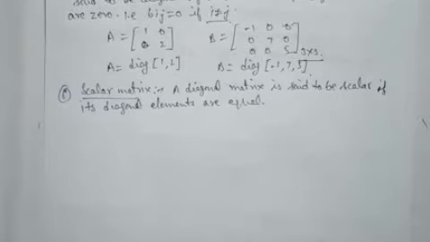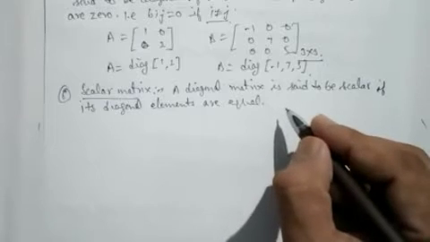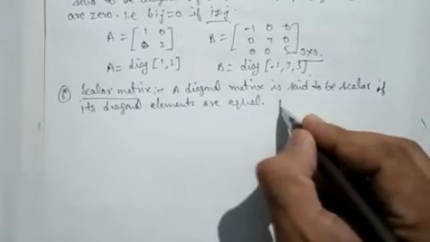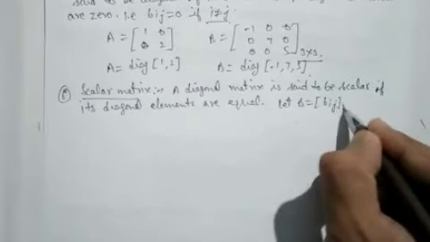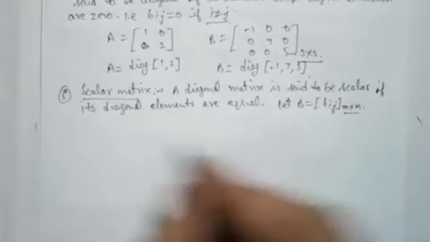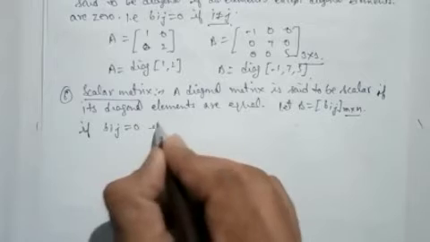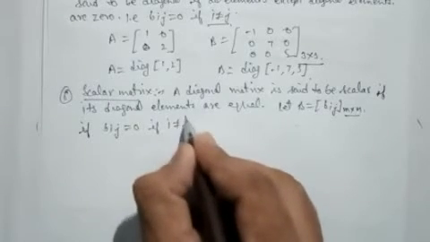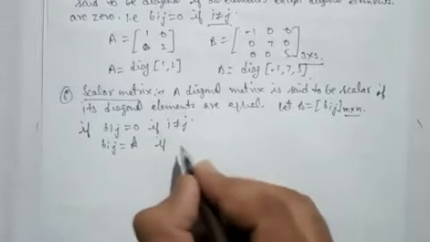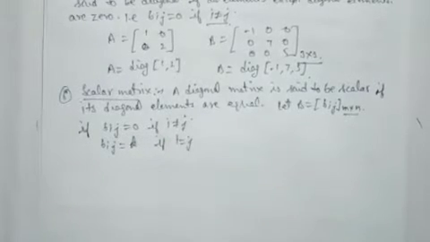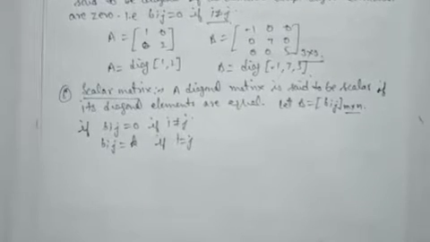If its diagonal elements are equal, in other form we can say that let B = [Bij] of order M cross N is said to be scalar if Bij equals 0 if i is not equal to j, and Bij equals k if i equals j, where k is some constant. Clear?